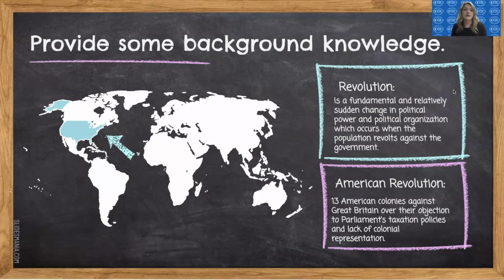So for our example today, just very quickly, background knowledge: a revolution is when people revolt against the government because they're not happy with what's going on. And more specifically, the American Revolution is when the American colonies went against Great Britain because they did not like how they were being taxed, and they didn't have any representation from their colonies. So they revolted against the British government, and it became the American Revolution.